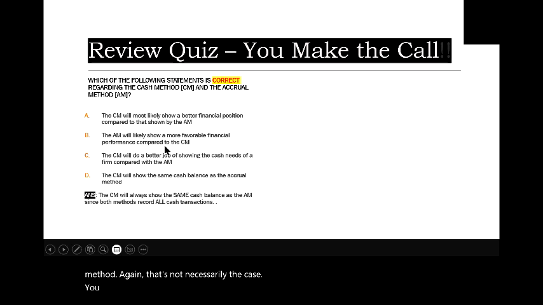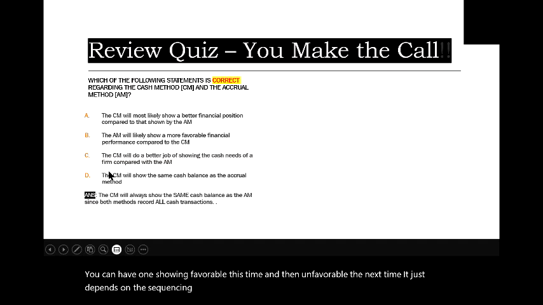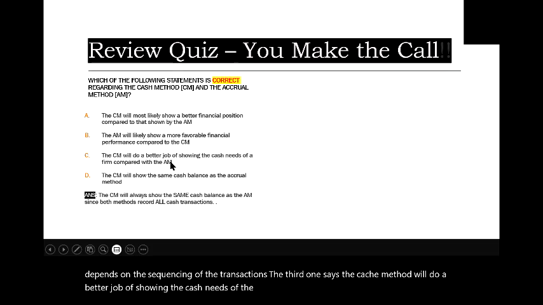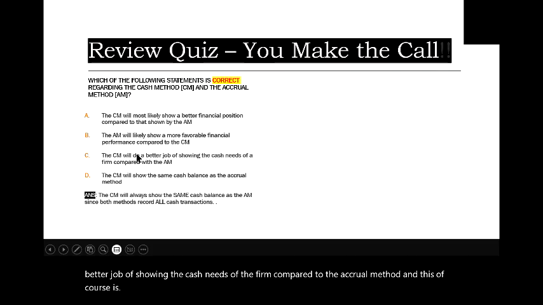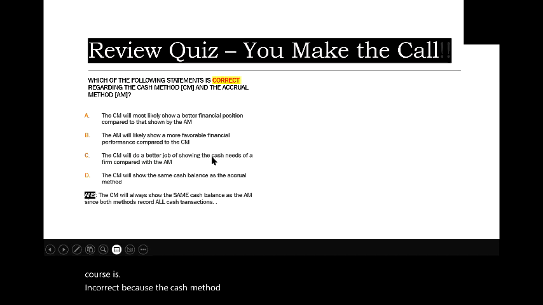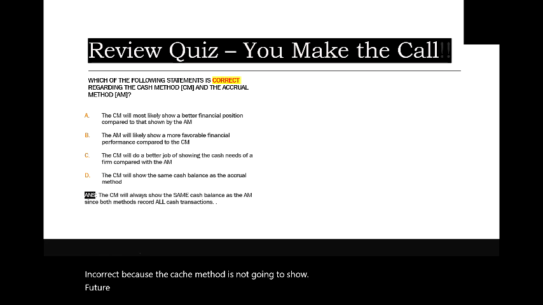You can have one showing favorable this time and then unfavorable the next time. It just depends on the sequencing of the transactions. The third one says the cash method will do a better job of showing the cash needs of the firm compared to the accrual method. And this, of course, is incorrect because the cash method is not going to show future cash inflow or future cash outflow. The accrual method would do that.